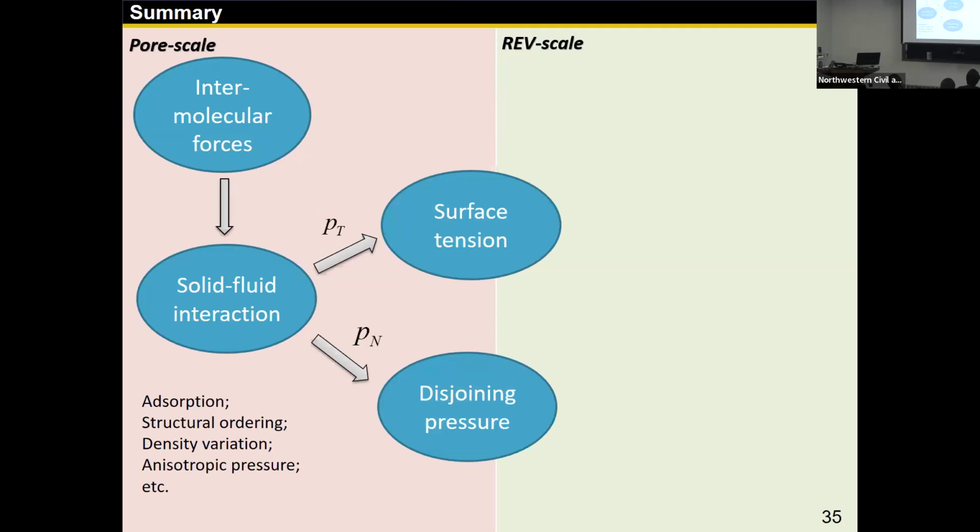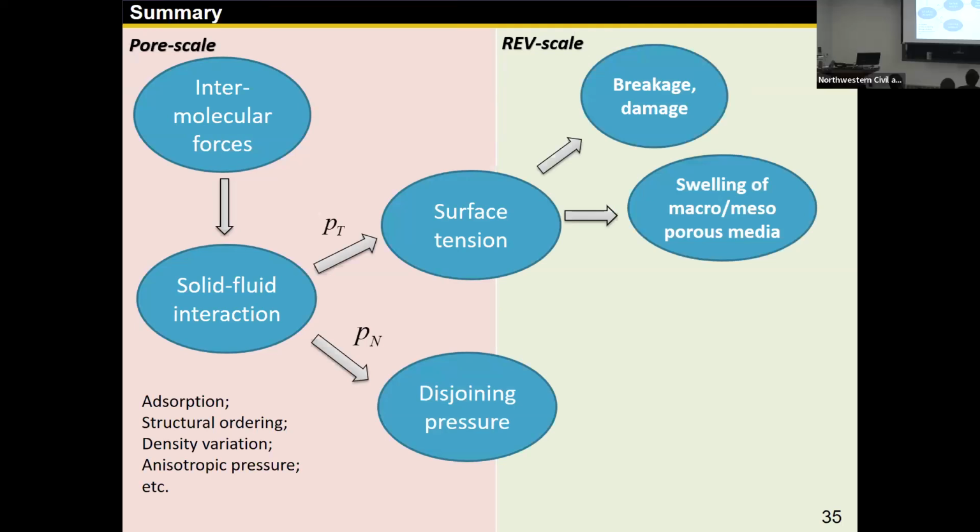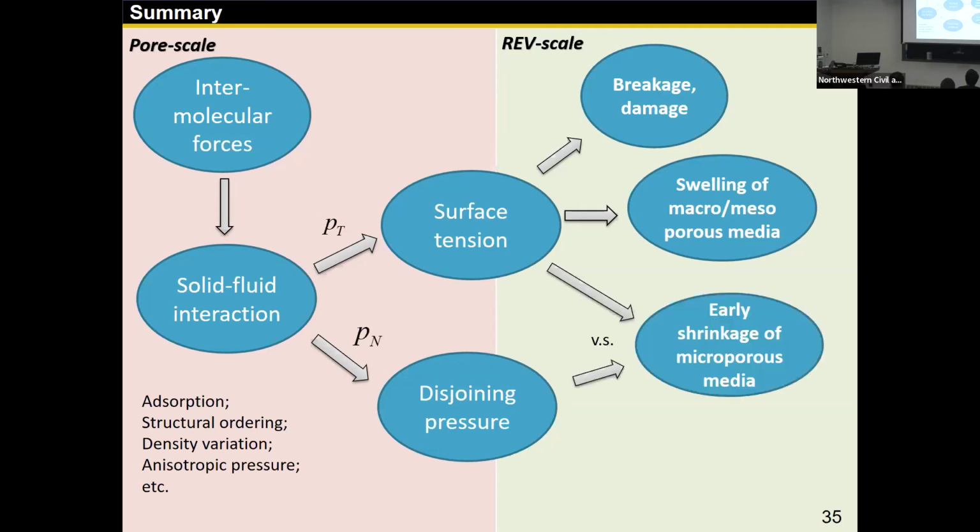One parallel to the surface, this one normal to the surface. Considering the surface tension alone allows us to capture breakage damage and swelling of micro-meso porous media. Considering the competition between surface tension and disjoining pressure gives us the early shrinkage of microporous media. Considering disjoining pressure along the crack surface allows us to model subcritical crack growth in brittle solids.